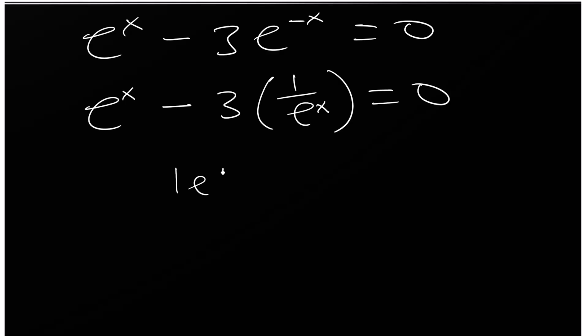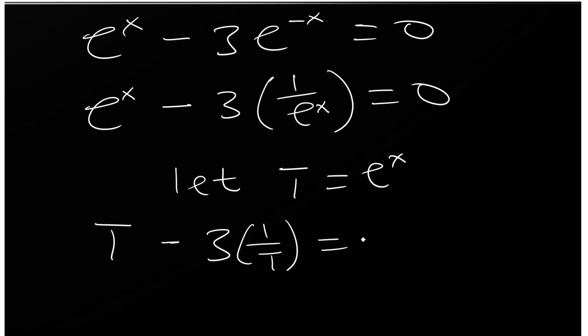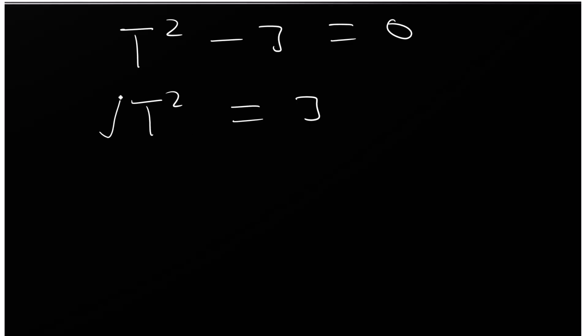So let t be e to the power x. So we have t minus 3 on 1 on t equal to 0. So we have t minus 3 on t equal to 0. So times t, that will be t squared minus 3 equals 0. T squared equals 3. Therefore, taking square root on both sides, t will be plus or minus root 3.